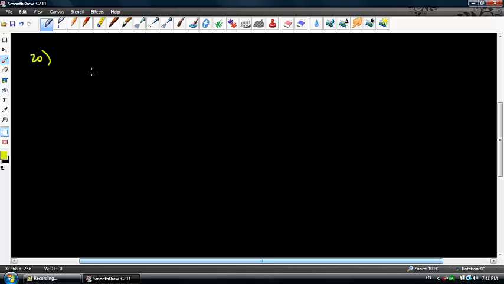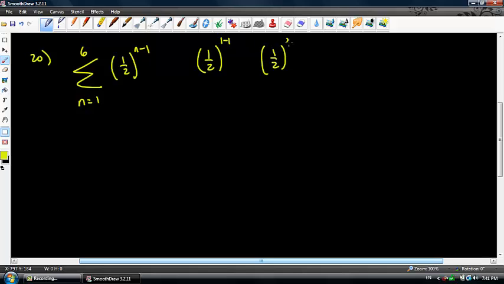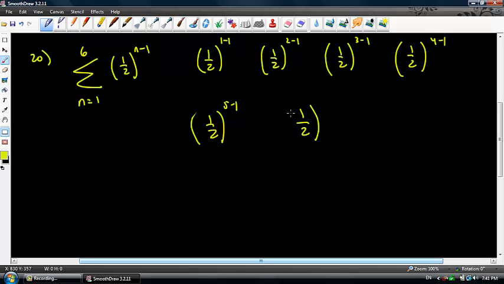Let's take a look at something like number 20. We're going to write the terms of each geometric series and then find the sum. So let's do our sigma, n equals 1 up to 6, of 1/2 to the n minus 1. They're asking you to write the terms, so they're asking you to brute force this. So this is really 1/2 to the 1 minus 1, then 1/2 to the 2 minus 1, 1/2 to the 3 minus 1, 1/2 to the 4 minus 1, 1/2 to the 5 minus 1, and lastly 1/2 to the 6 minus 1.